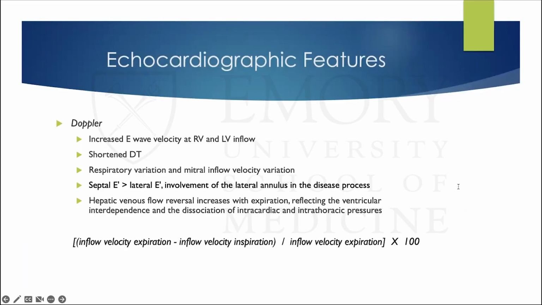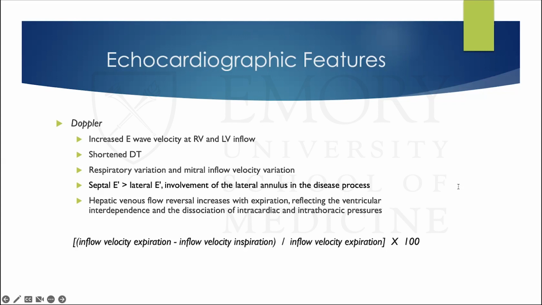And then probably one of the most important features on echo is the use of Doppler. The big things that you're looking for on Doppler would be increased E velocity at your RV and LV inflow, depending on the phase of respiration that you're in. Shortened deceleration times, which we'll talk about, respiratory variation in mitral inflow velocity, which I mentioned a little bit earlier in terms of filling velocities, and then hepatic vein flow reversal, depending on which phase of the respiration you're in.